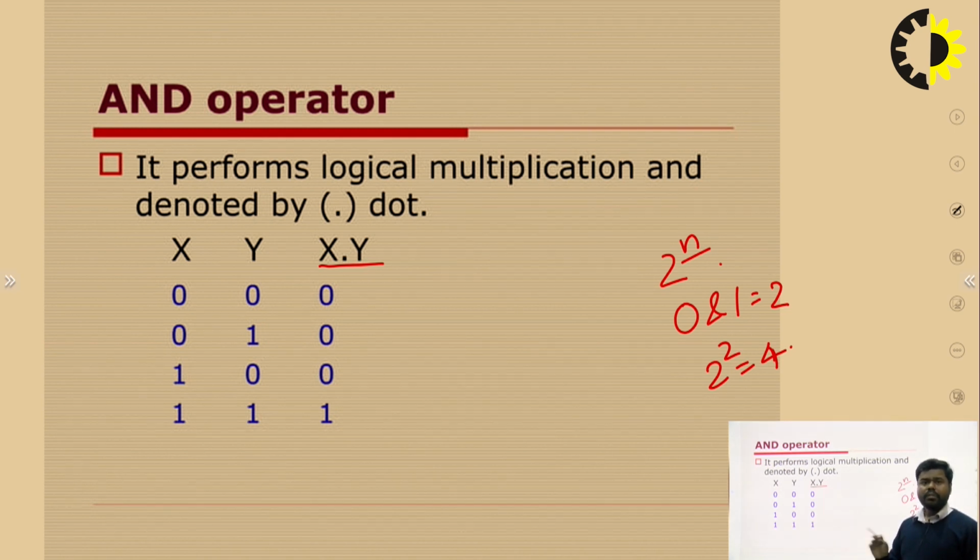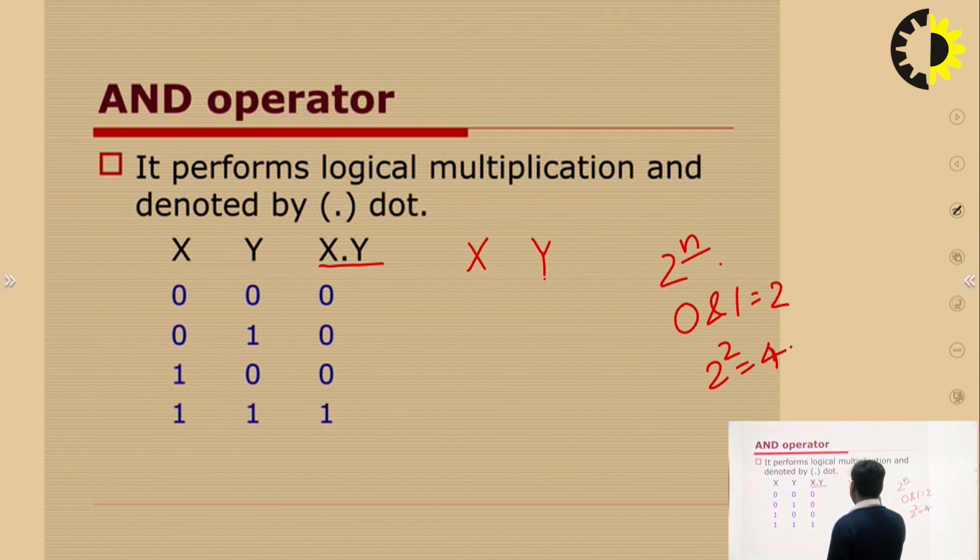So this is the basic rule. Now I am drawing this multiplication by putting 0 as false and 1 as true: X, Y and X dot Y.